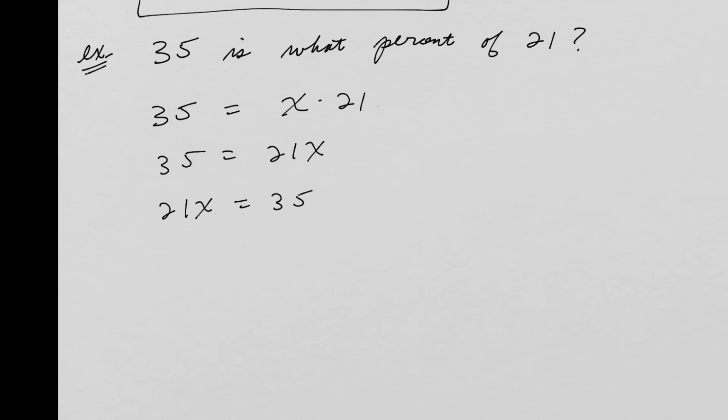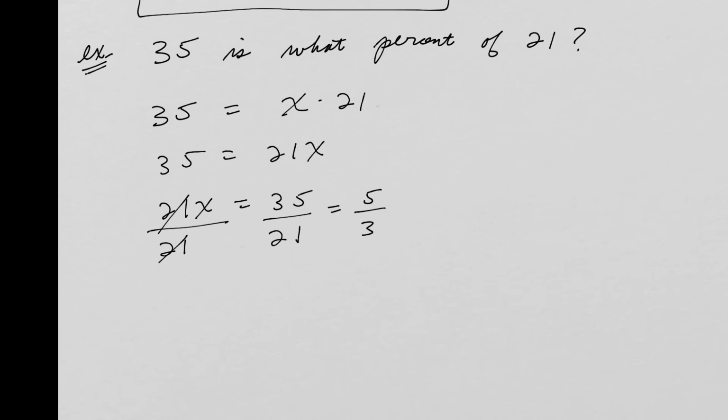Okay, how do I solve this? Well, I want to get x by itself, so I have to divide by 21. Then I can simplify that, right? Because 7 goes into 35 5 times. 7 goes into 21 3 times. So x here is really equal to 5/3. But it's not written as a percent yet, right? I need to convert that to a percent.